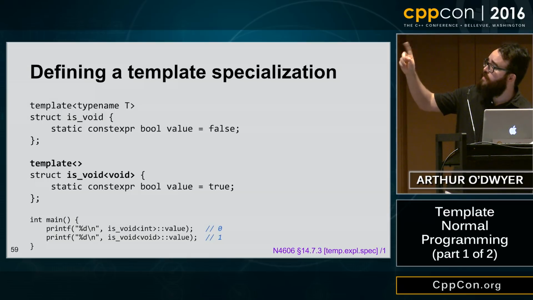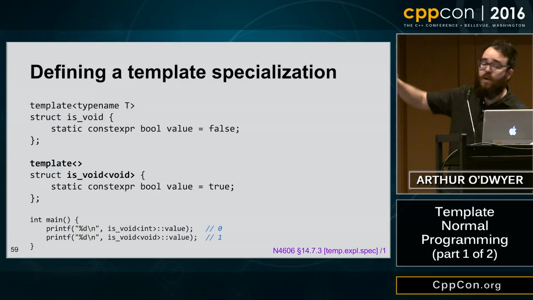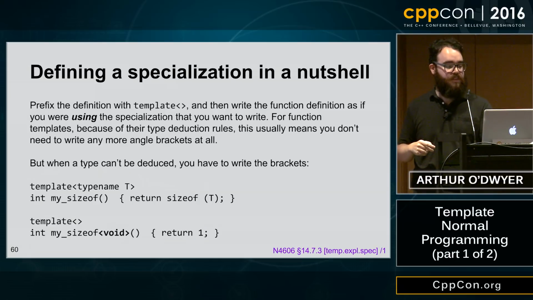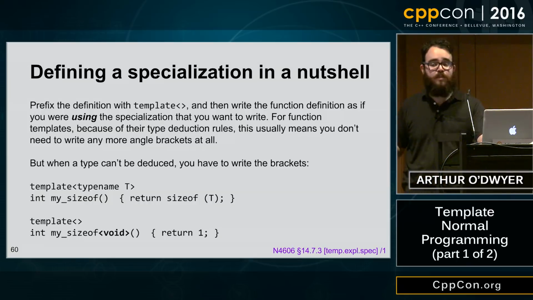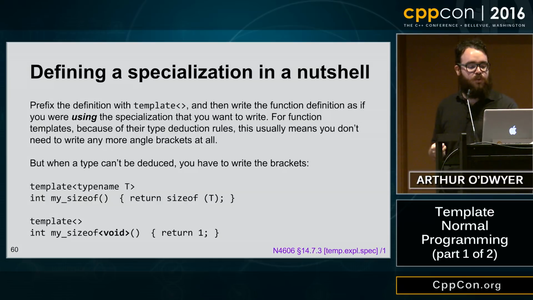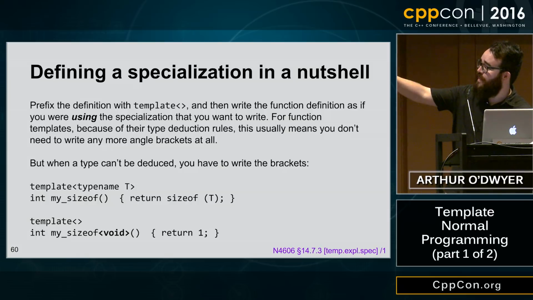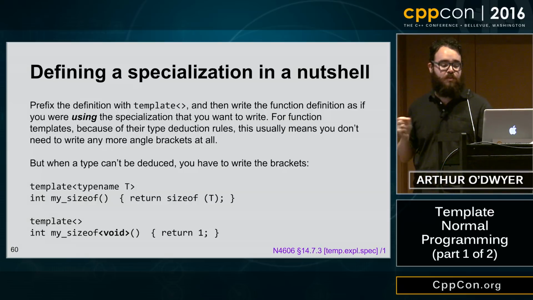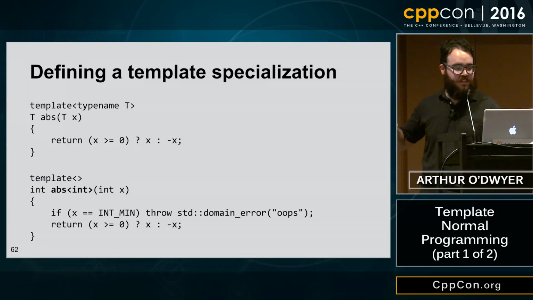So we say template, and we put an empty pair of angle brackets, and then we write it as if we were going to use the thing, is void of void. So you stick template, angle bracket. Those angle brackets are very important. And then write the function definition as if you were using the specialization that you want to write, function or class or whatever it is. For function templates, because of their type deduction rules, this usually means you don't need to write any more angle brackets at all. But when a type can't be deduced, then you do have to write these brackets, as in that example down there. I have t, but I can't deduce it from the parameter list, so I have to put a little void in there, but if it's defaulted, I can do that, right.